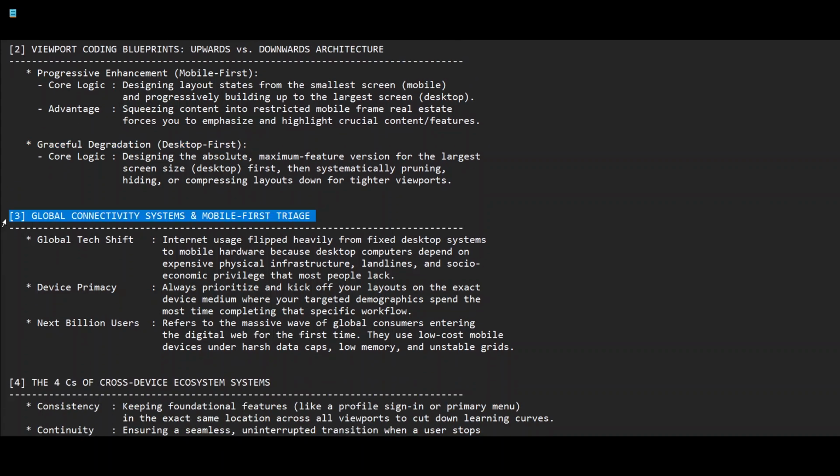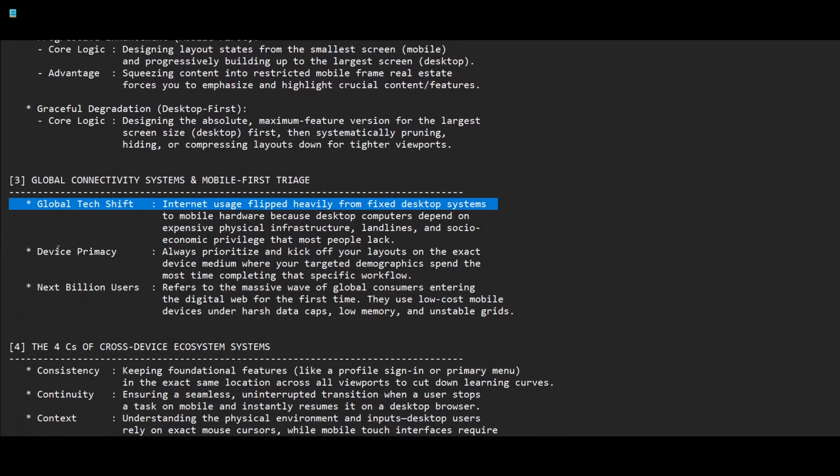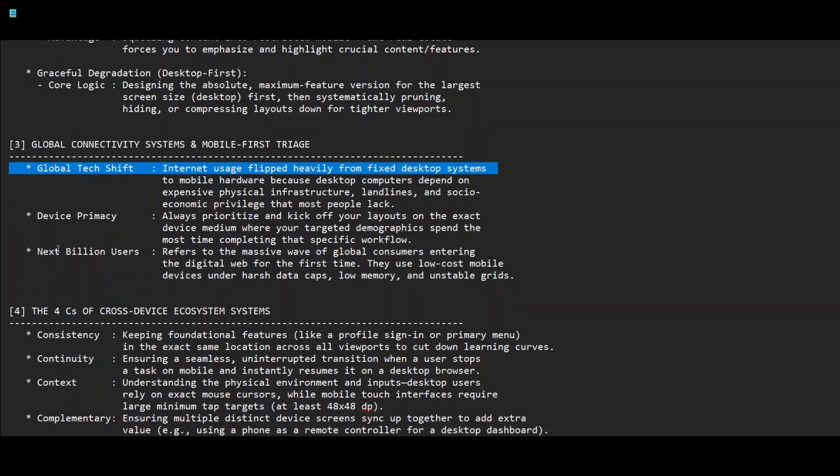Okay, so the third thing is the global connectivity system and the mobile first triage. Global tech shift: internet usage flipped heavily from fixed desktop systems to mobile hardware, because desktop computers depend on extensive physical infrastructure, landlines, and socioeconomic privilege that most people lack.